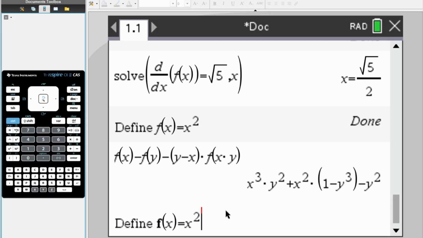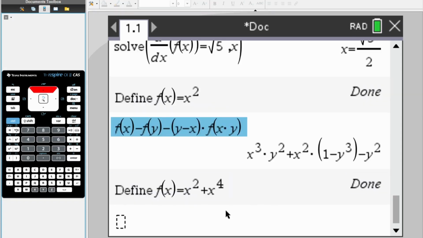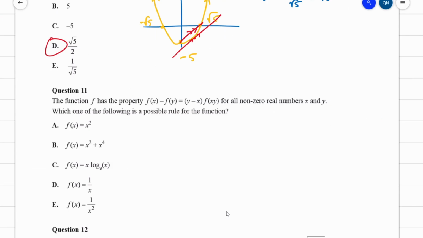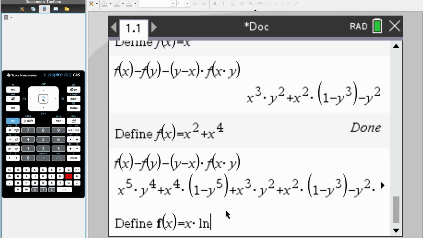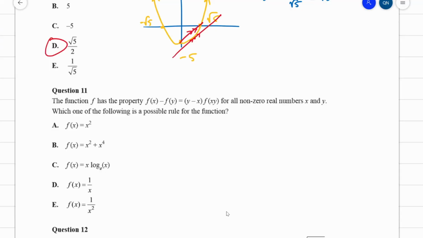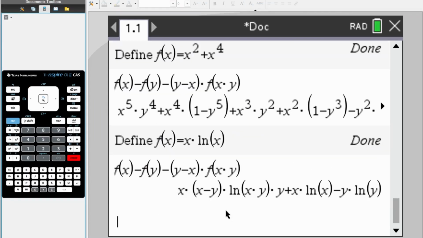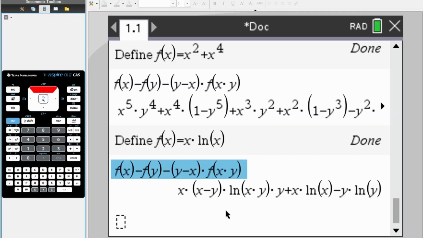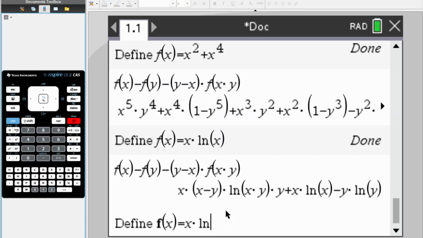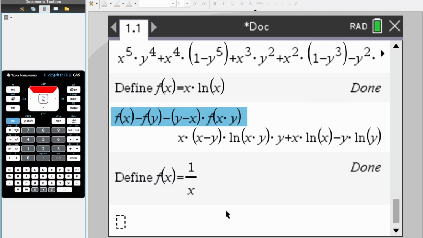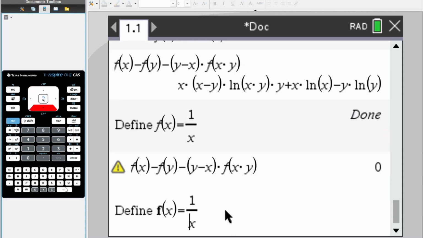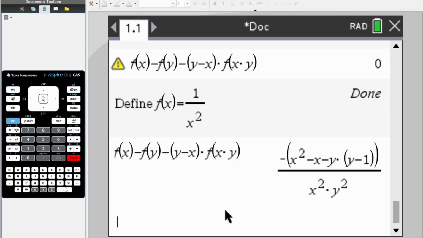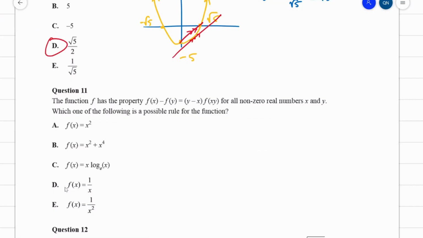So you can try the next one and reevaluate the functional. That's not going to be it. Try the next one. That's going to be x times log base e of x, was it? Indeed. Reevaluate the functional. You don't get 0. Try 1 over x. Reevaluate the functional. And you get 0. So it looks like that's going to be the answer, D. And just to check, you can also try 1 over x squared. Reevaluate the functional. You don't get 0. So it's going to be option D.